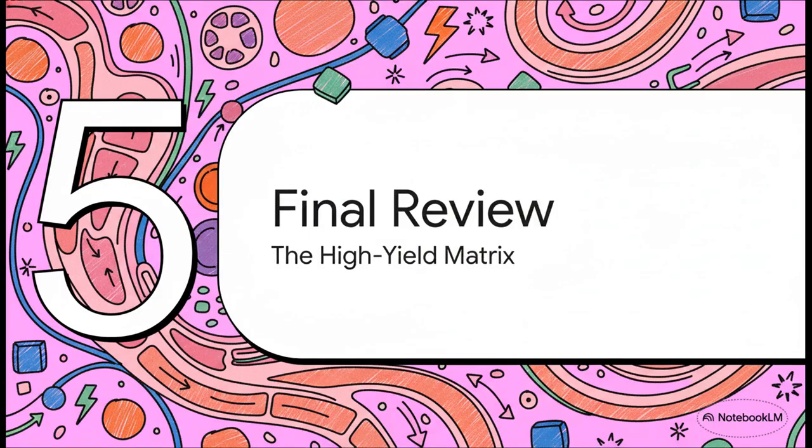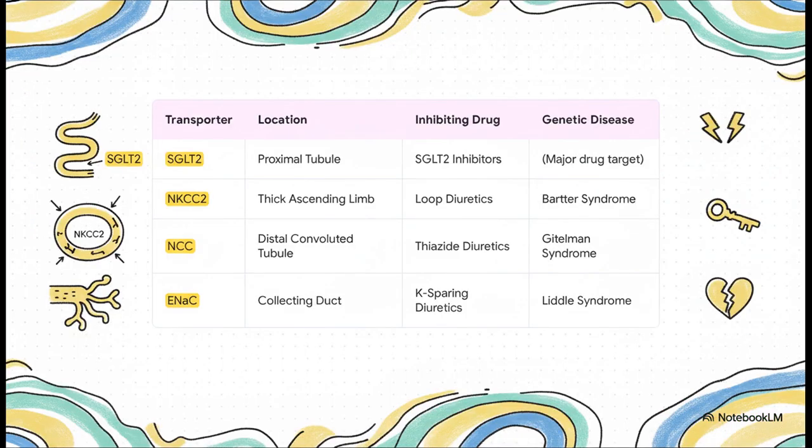Whew. Okay, we just raced down the entire nephron and covered the four most testable transporters out there. So now, let's put it all together on one single powerful slide. This right here is the money slide. And there it is. Let's run through it one last time.